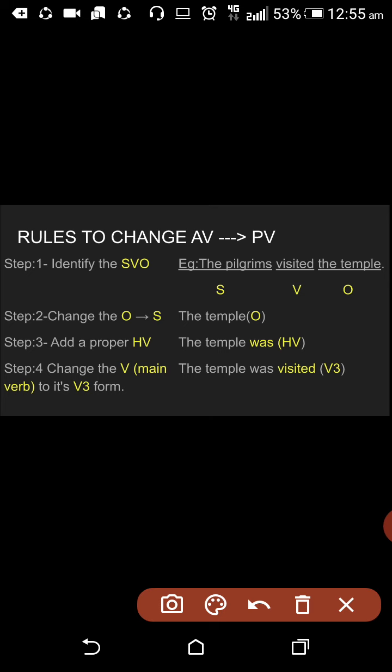See here I have written an example. For step 1 I have written the example here. So identify the subject, verb, object. The pilgrims is the subject, visited is the verb, and the temple is the object used in the sentence. Okay, now step 2, change the object to subject. See here, this is the object we have identified, right?